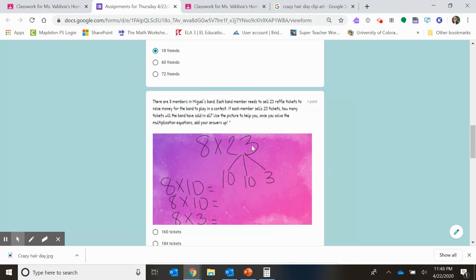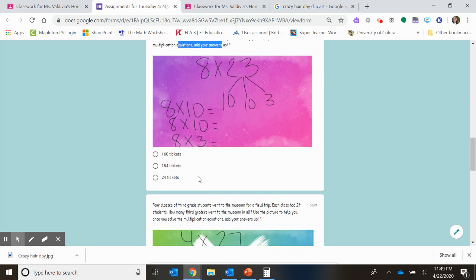So we'll take 8 times 23 and break it into tens, 10, 10, and 3, because 10 plus 10 plus 3 equals 23. It's the same. And then we're going to do 8 times 10, 8 times 10, and 8 times 3. Once we figure out those answers, like our instructions tell us, then we'll add up our answers. So we'll take this answer plus this answer plus this answer, okay? And your answer should be down here, okay? Make sure that you're showing your work on a piece of paper.